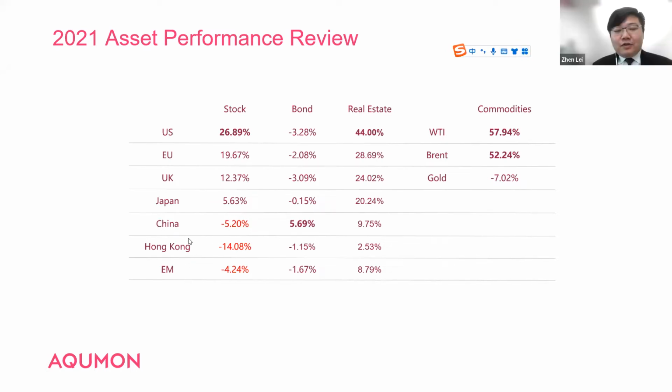We can see that China suffered from the economic slowdown, and most of the Chinese assets are under policy uncertainty, especially for some of the sectors. Therefore, the Chinese assets actually performed badly during 2021.